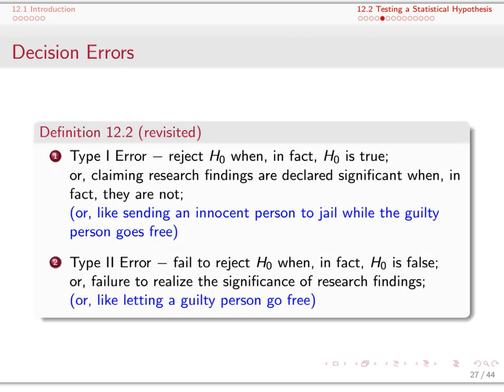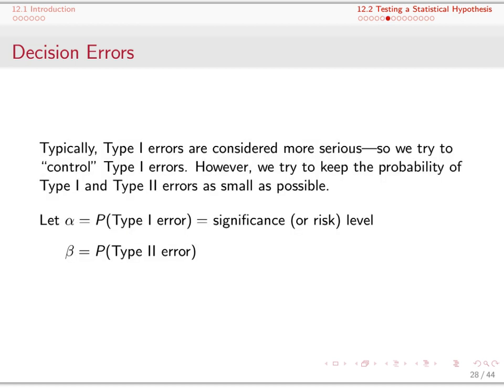So we'll revisit the formal definition of the type 1 and type 2 errors, and you'll notice that I've added parenthetical remarks that relate back to the previous example. In this case, we can now see that a type 1 error is equivalent to sending that innocent person to jail while the guilty person goes free, while a type 2 error is equivalent to letting a guilty person go free. So we can see that a type 1 error is considered more egregious than a type 2 error. Typically, since we consider type 1 errors more serious, we try to control type 1 errors by attempting to keep the probability of the occurrence of a type 1 error to less than 5%.